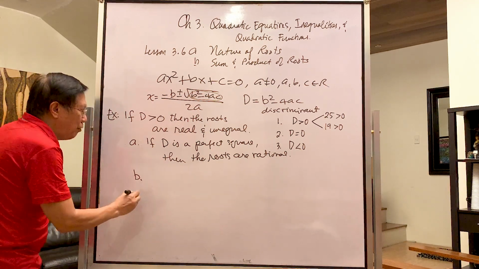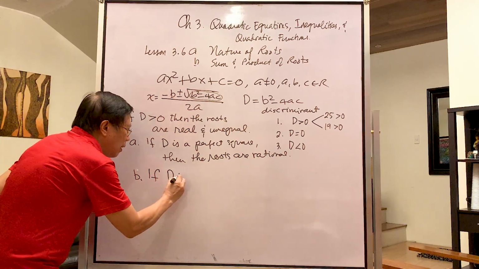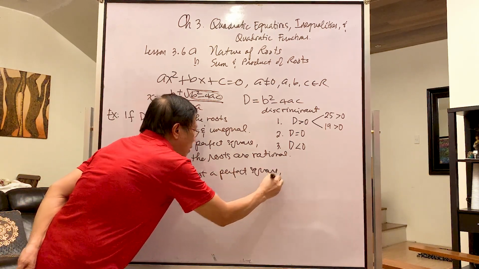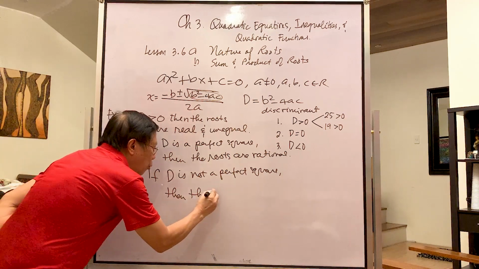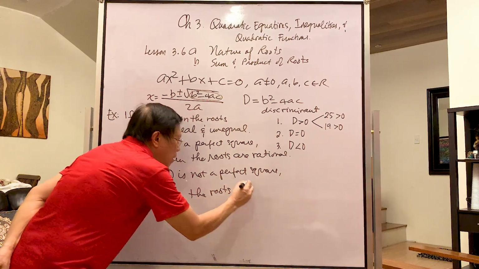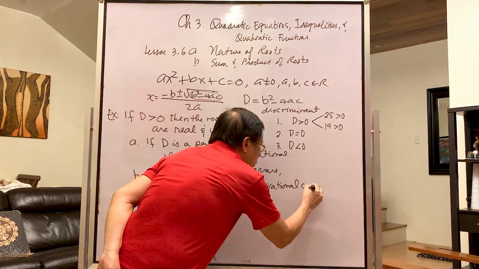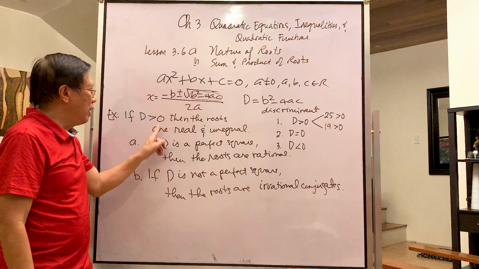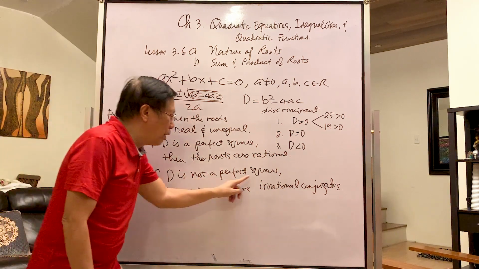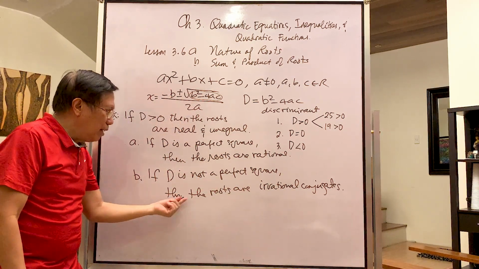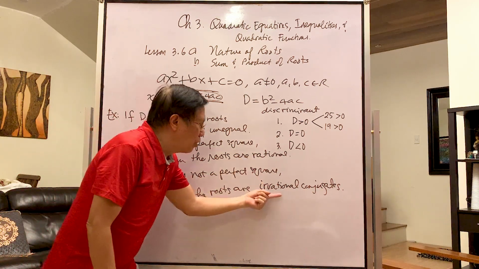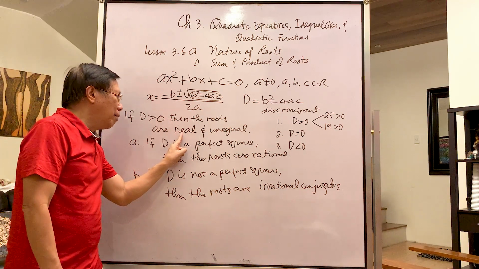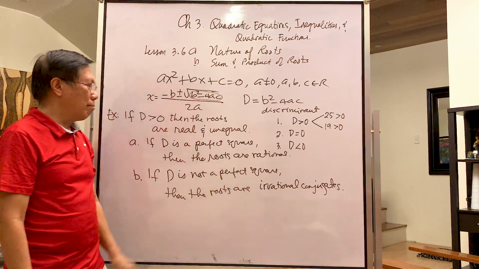Now, what happens if D is not a perfect square? Then the roots are irrational conjugates. So, if D is greater than 0 but not a perfect square, then the roots are irrational conjugates. At the same time, they are real and unequal.